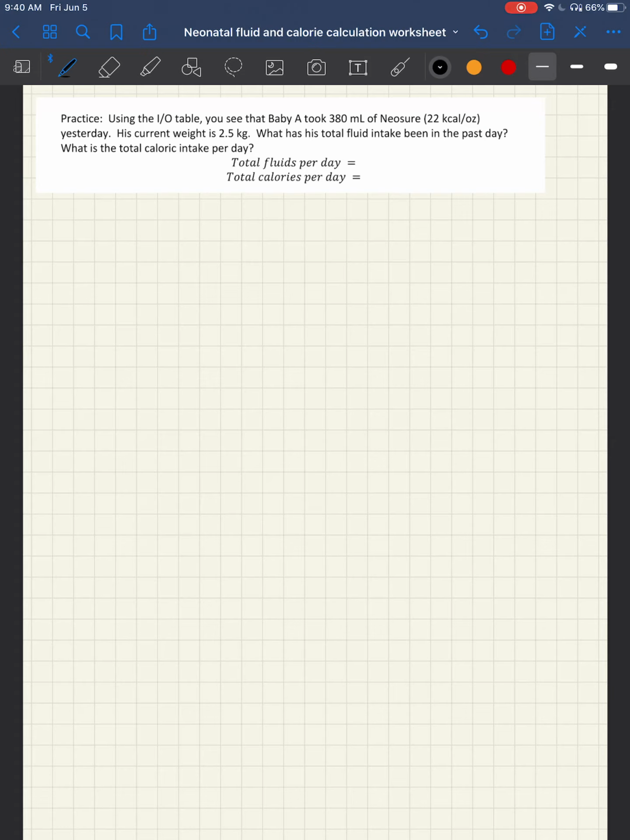Using the ins and outs table, you see that baby A took 380 milliliters of NICU 22 kcals per ounce yesterday. His current weight is 2.5 kilograms. We're asked to find the total fluids per day and total calories per day.